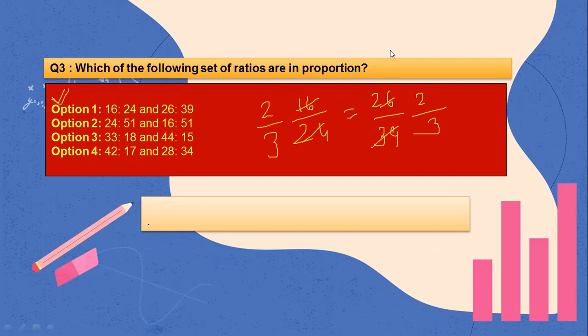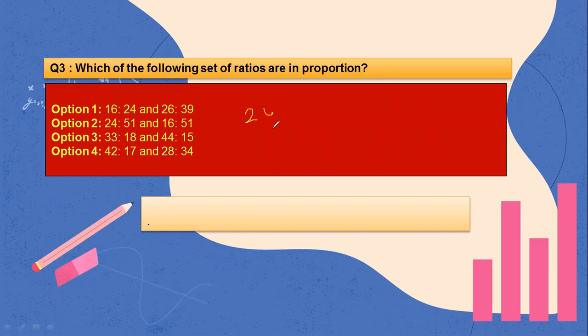Okay. So let us solve the other options also. 24 is to 51 and 16 is to 51. Now here, as you can see, 24 and 51 are not coming in any table, neither 16 and 51. So this option will become wrong. And similarly, you can see 33 is to 18. You can simplify it with 3. You are getting 11 upon 6. And 44 is to 15 is already in simplest form. So again, they are not equivalent.